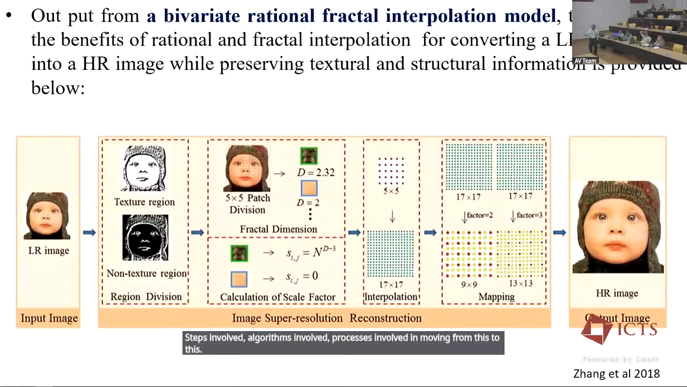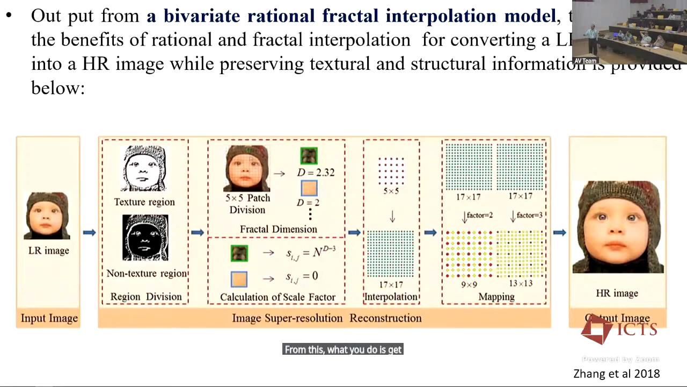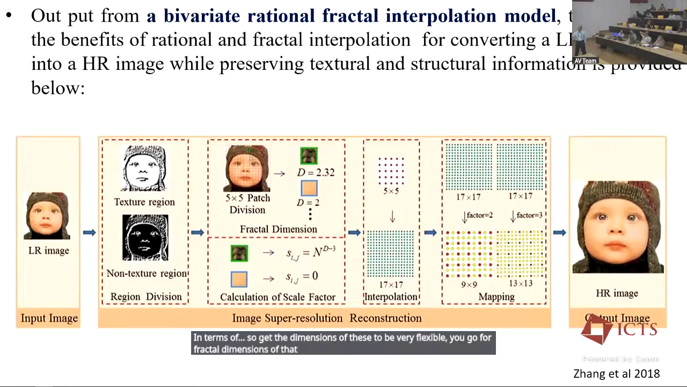From this, what you do is divide the image into patches of pixels and get the dimensions, so that the dimensions are very flexible. You go for fractal dimensions of that. Each of these can have a fractal dimension.